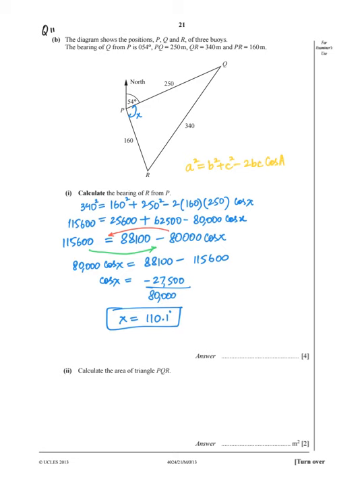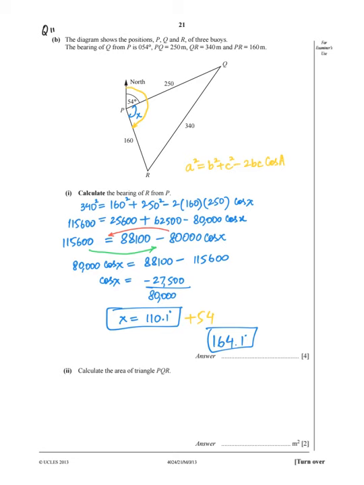Now we need to find the bearing, and bearing is from north till the line. So that bearing will be 110.1 plus 54. It gives you the value of 164.1 degrees, and that is your answer.